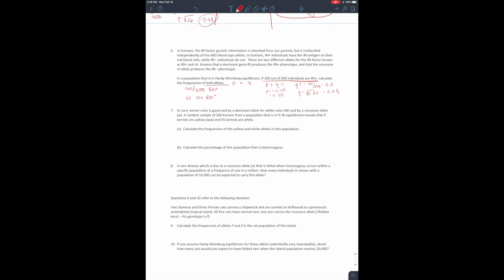Okay, now we want to know what is the frequency of both alleles. So the frequency of Rh plus, that is our dominant allele, or P, is going to be equal to 0.55. The frequency of the Rh negative, or the Rh minus, let me fix it so it's consistent. Rh minus, or my Q allele, is going to be 0.45.